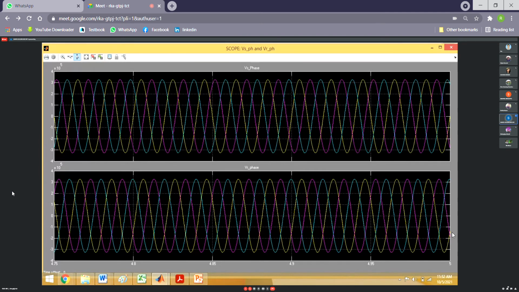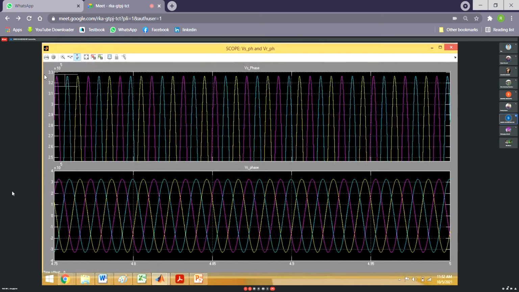Can you see VS phase, VR phase? Is it visible from your side? Yes, ma'am. If you get this type of observation, you can never measure the peak to peak voltage. It is very difficult because the scale is 4 into the power 5. So what can I do? We can zoom it vertically, right?